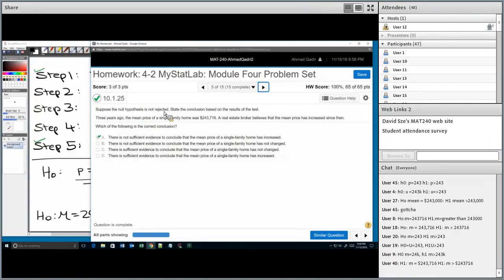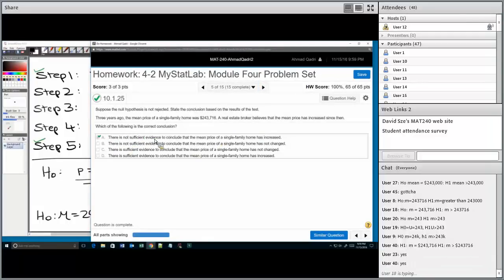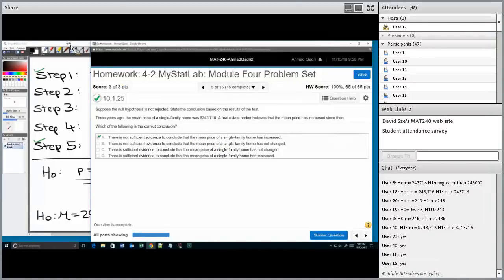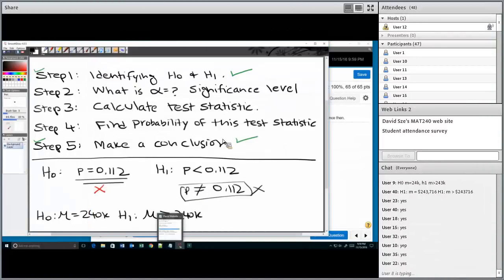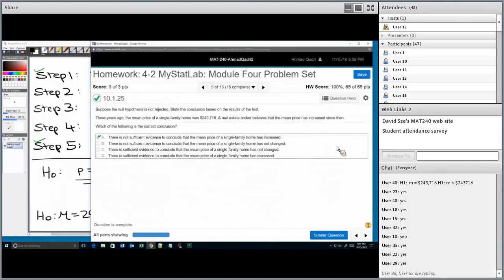In this problem, the null hypothesis is not rejected, so you just add not into those 4 words. There is not sufficient evidence to conclude that the mean price of single family homes has increased, meaning you're not rejecting the null hypothesis. Does this make sense? Does it make sense why this is the correct answer? There's not sufficient evidence to conclude that the mean price has increased, meaning you don't have evidence that this is true. So obviously, you're not going to reject the null hypothesis.